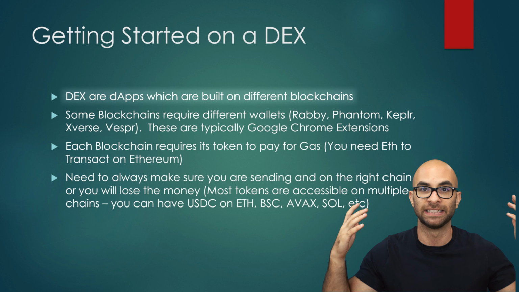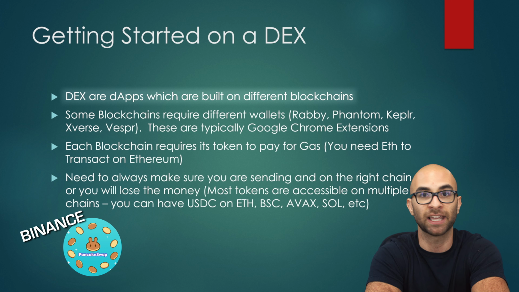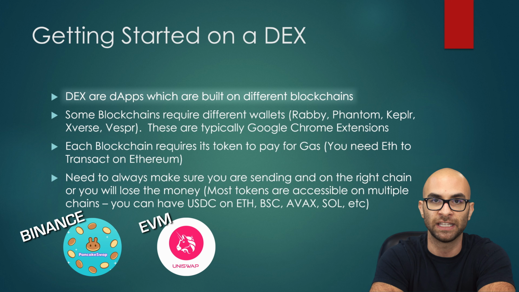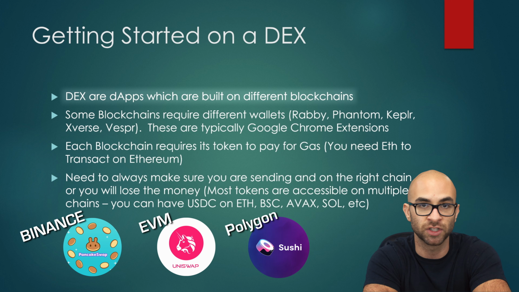So most blockchains have a top DEX, and it's pretty easy to look up which one is the top. If you're on Binance Smart Chain, for example, PancakeSwap is number one. If you're on EVM or Ethereum-based chains, Uniswap is number one. If you're on Polygon Matic, SushiSwap is number one, I believe, unless that's changed. So it's one of those situations where you have to realize that these are operating on different blockchains.